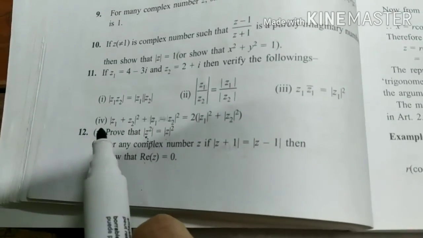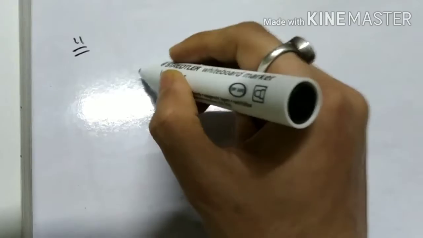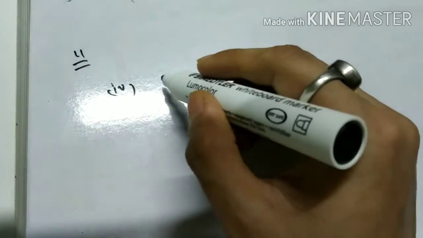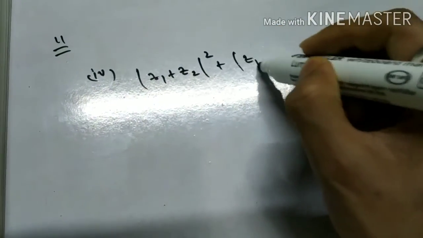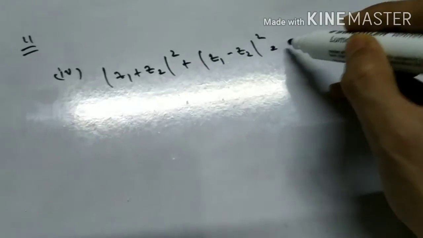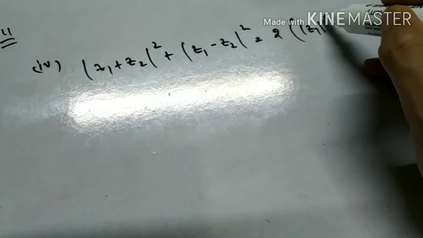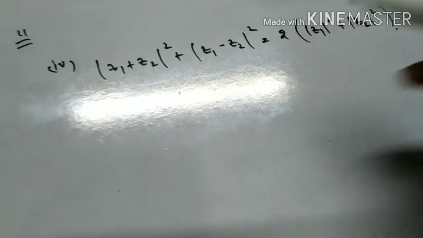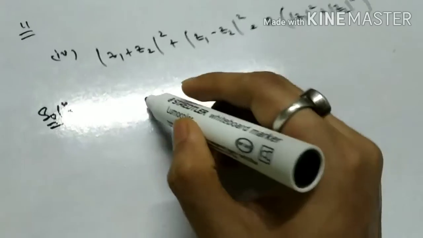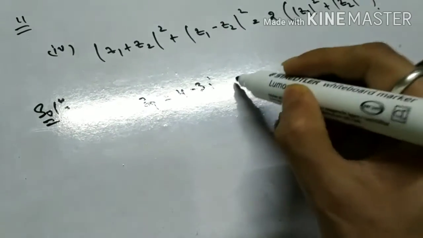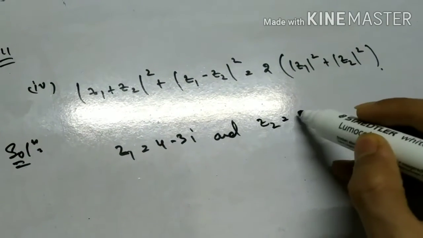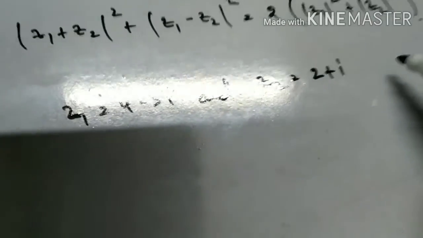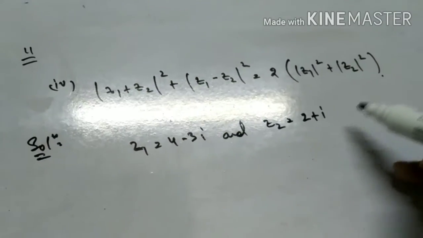So question number 11, parts 2 and 3, you try to do by yourself. We will do number 4. Question number 11, number 4: modulus (z1 plus z2) squared plus modulus (z1 minus z2) squared is equal to 2 times (modulus z1 squared plus modulus z2 squared). So this is the solution. z1 is equal to 4 minus 3i and z2 is equal to 2 plus i.